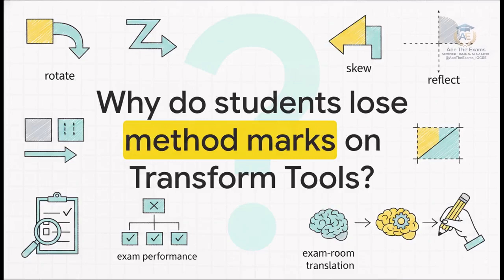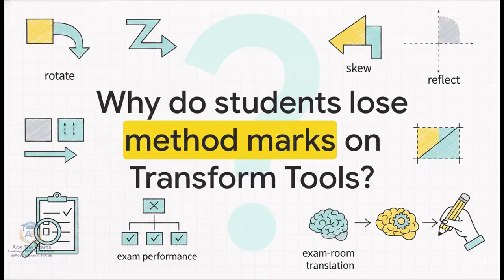So the crucial question we really need to ask is this: why do students consistently lose easy method marks on transform tools? I mean, you know how to resize an image. You know how to skew, reflect, rotate, move, scale, and shear. You've probably done it 100 times in your software. And yet, the principal examiner reports show this massive, glaring disconnect between your practical ability and your actual exam performance. The problem isn't your technical skill, it's your exam room translation. You're simply failing to show the examiner you're working out.